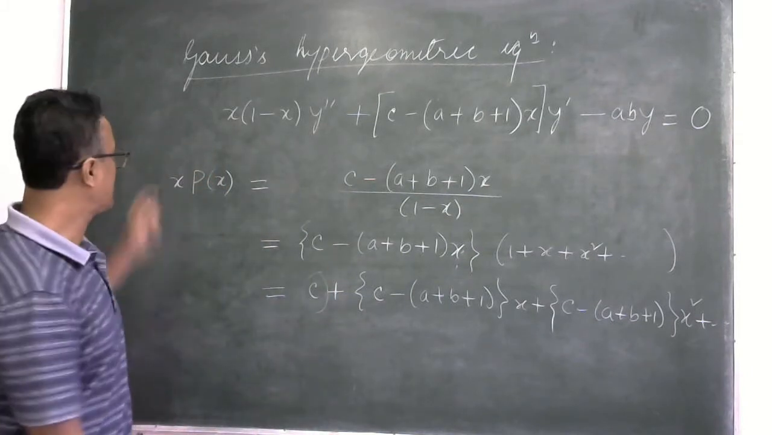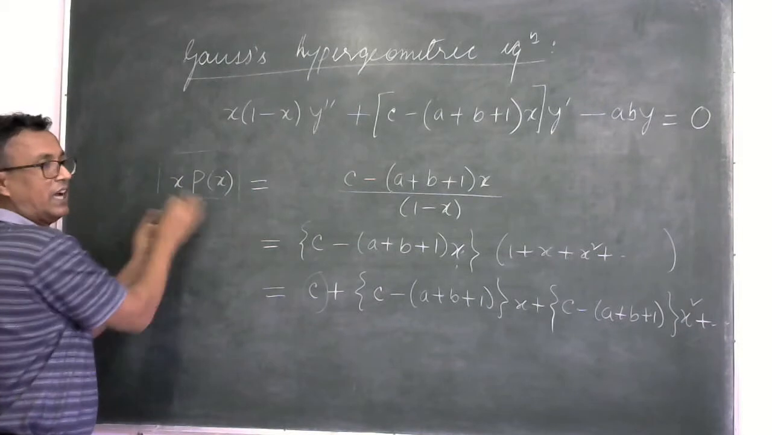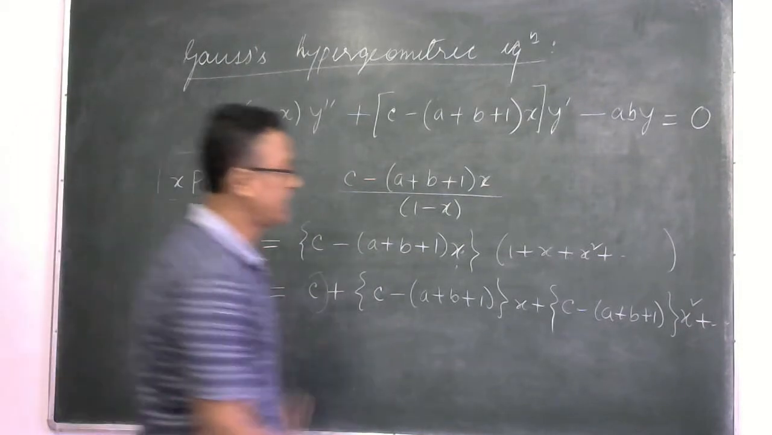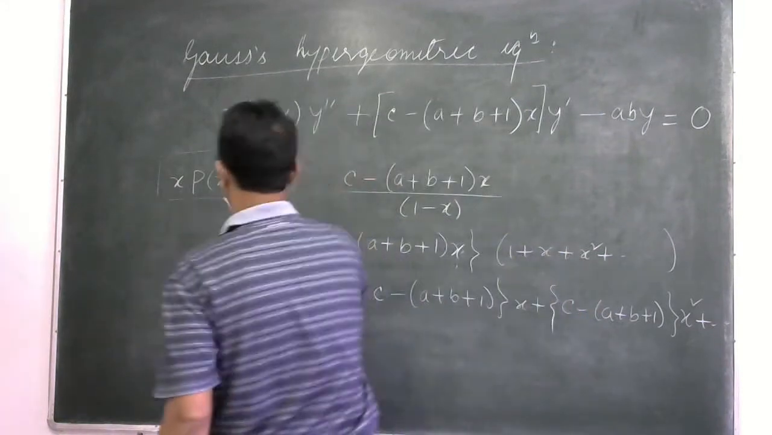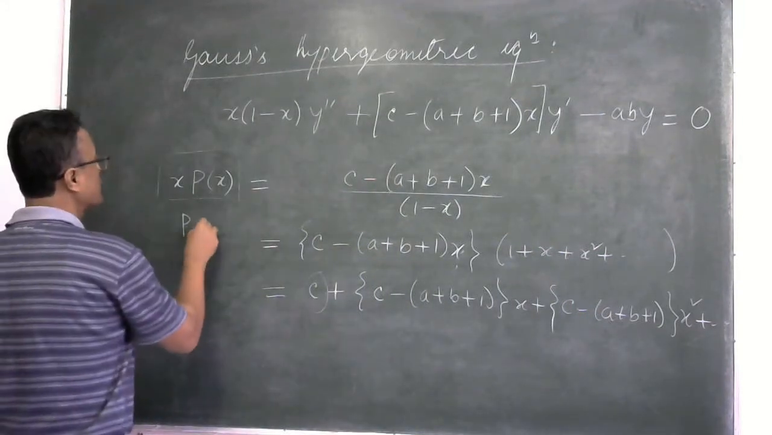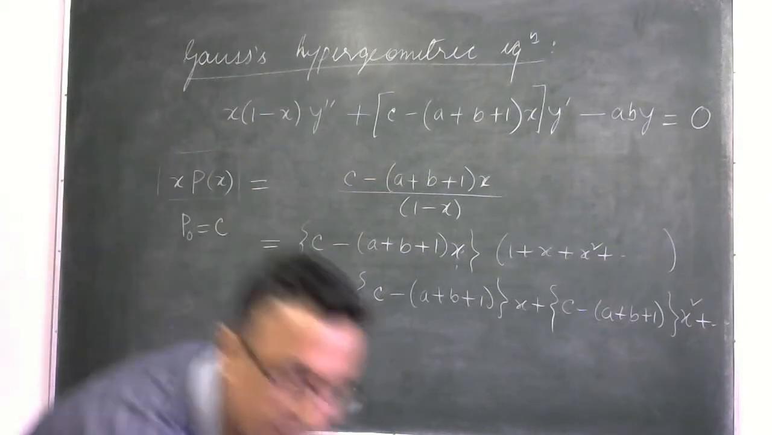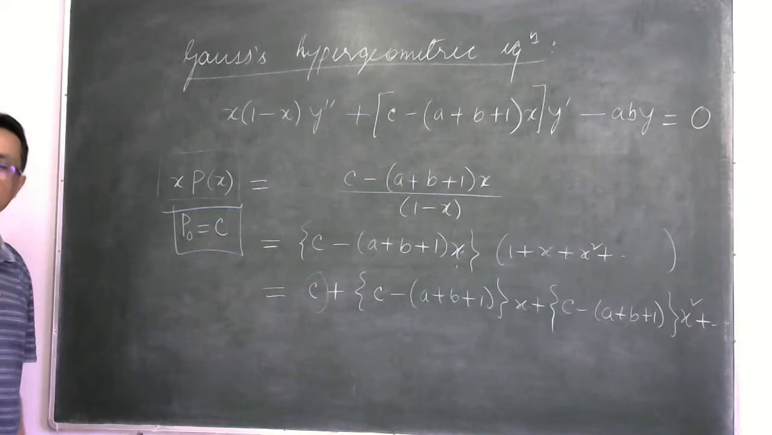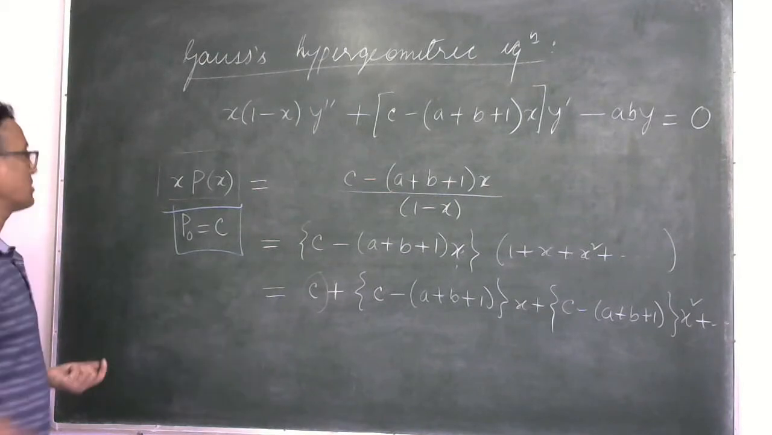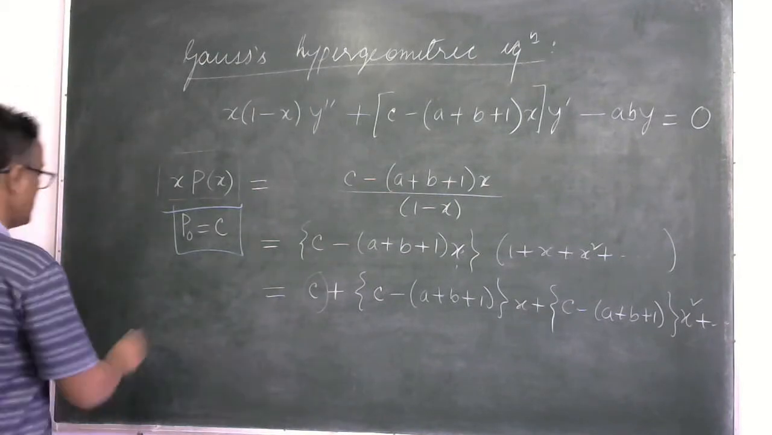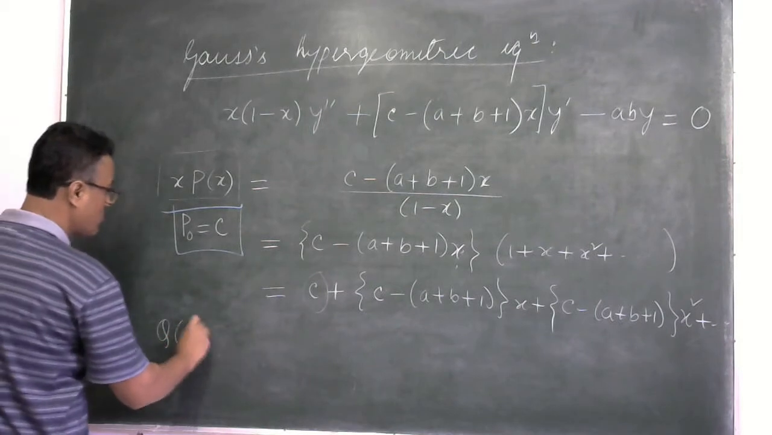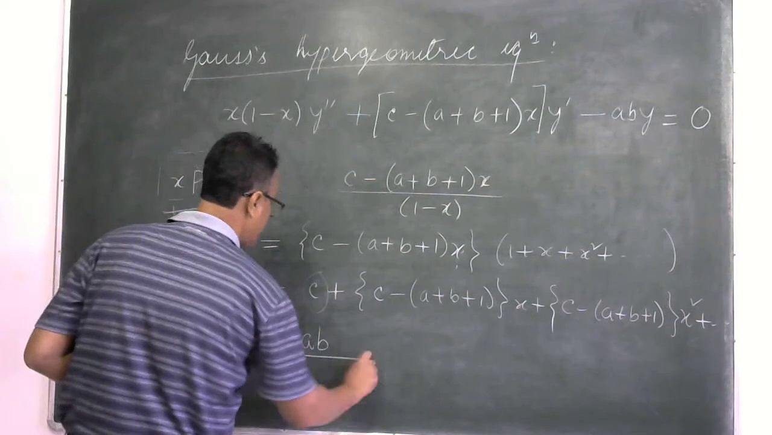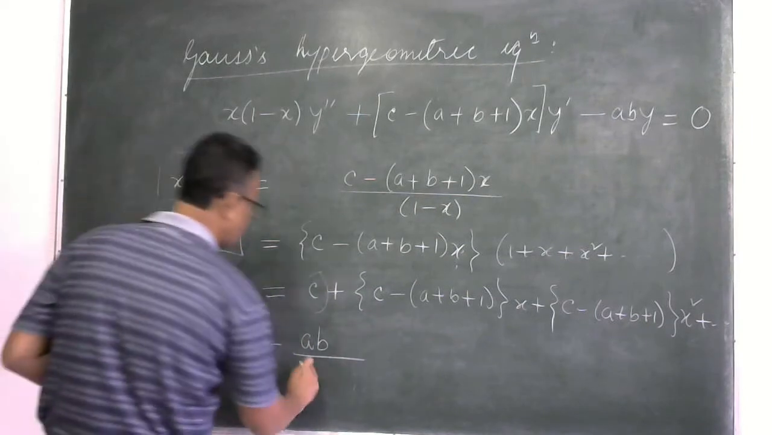Okay, so basically for this, as a power series about x equal to 0, what I have got from here is p naught equal to c. So for me, that information is important. P naught equal to c. Is it okay? Fine. So similarly, if I find qx, it is again minus ab, and this is x into 1 minus x.